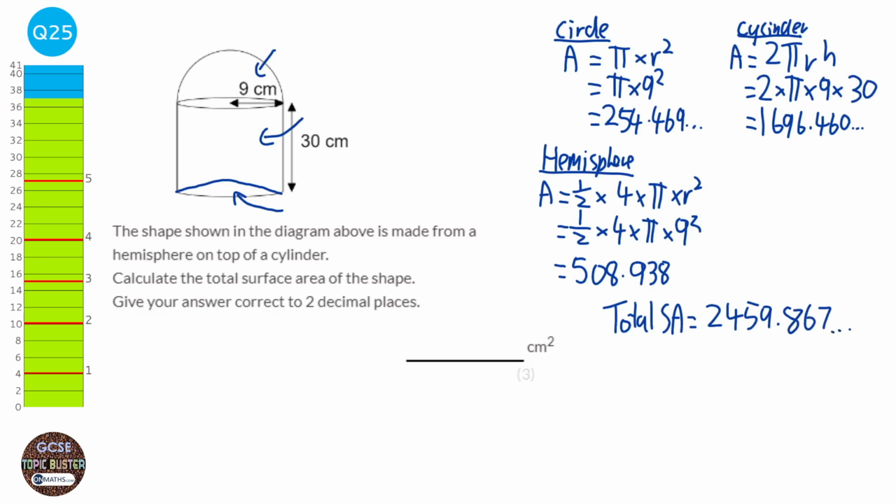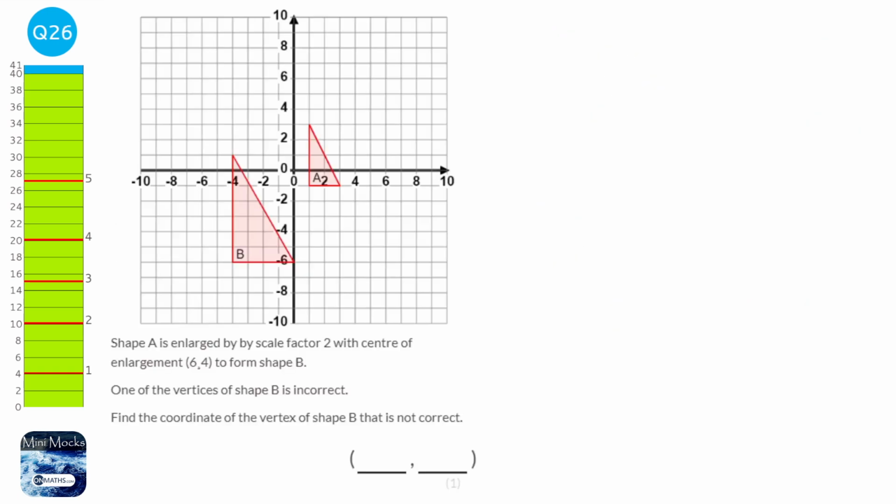2459.867 and so on. Do make sure you show the examiner that you're adding these 3 here. I've not done that because it wastes a bit of time for a video, but make sure you write it down. It says it wants it to 2 decimal places, so that will be 2459.87 centimeters squared.